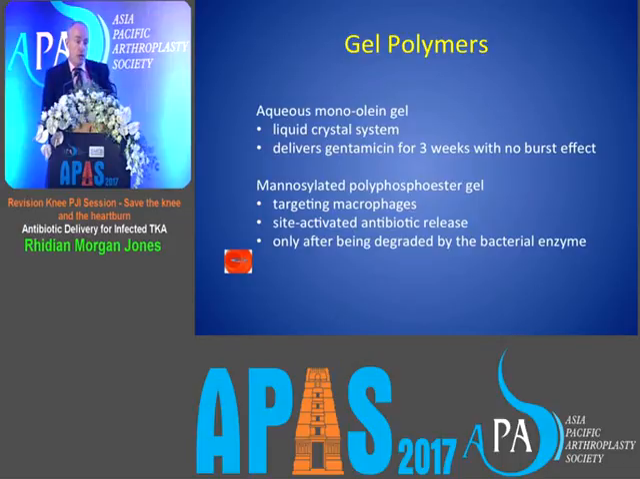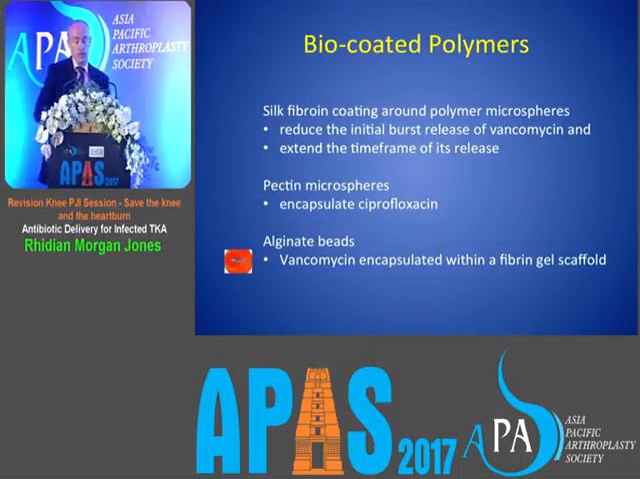Polymers can be used as gels if you want a quick release of antibiotics, or they can be coated in biocomposite materials such as alginate, pectin and fibroin. And again, these will give you a slow degradation and release of antibiotics over months and years if needed.